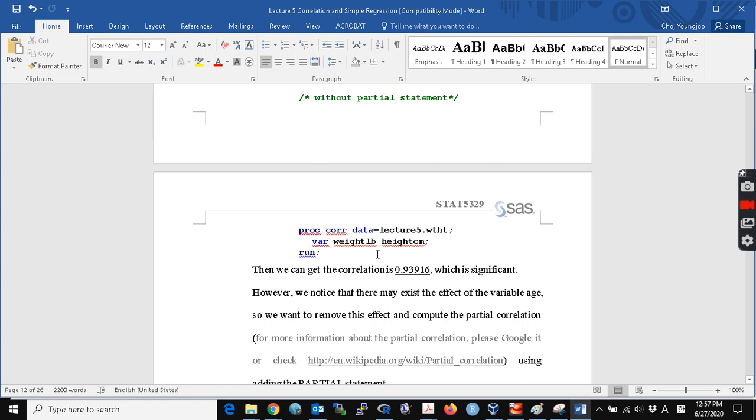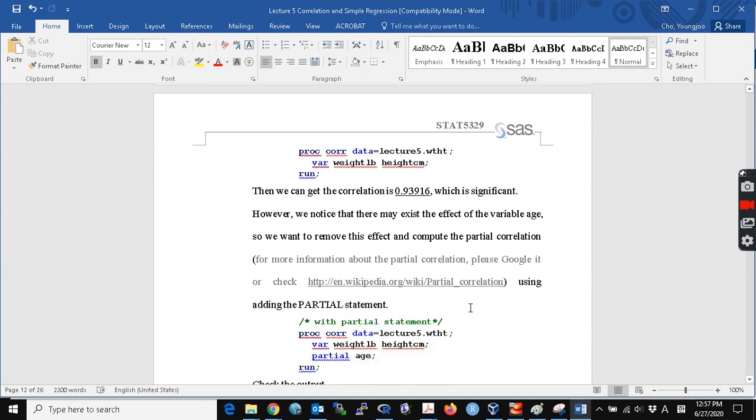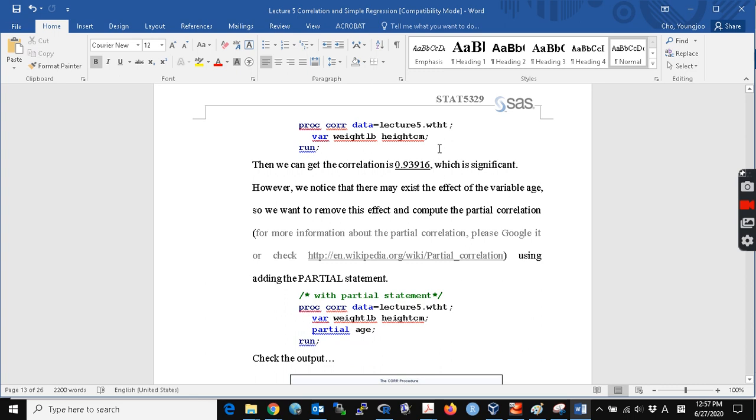However, you can notice that it is possible there is an effect of the variable age. So this high correlation may be due to the effect of age. We want to control the effect of age to look at the correlation between height and weight. Here we would like to remove the effect of age and look at the pure association between weight and height.